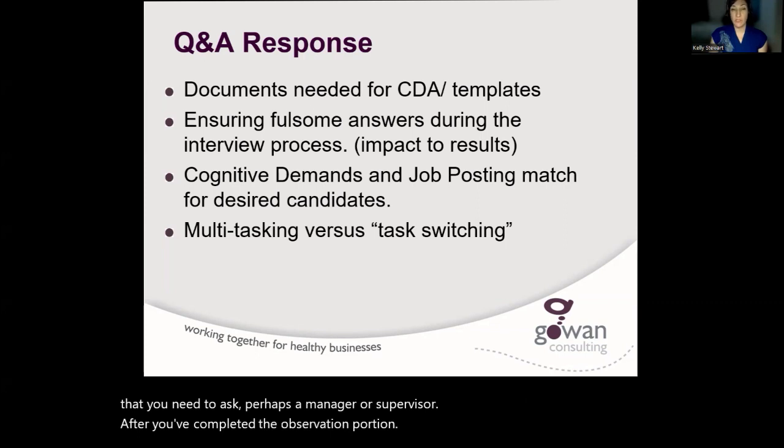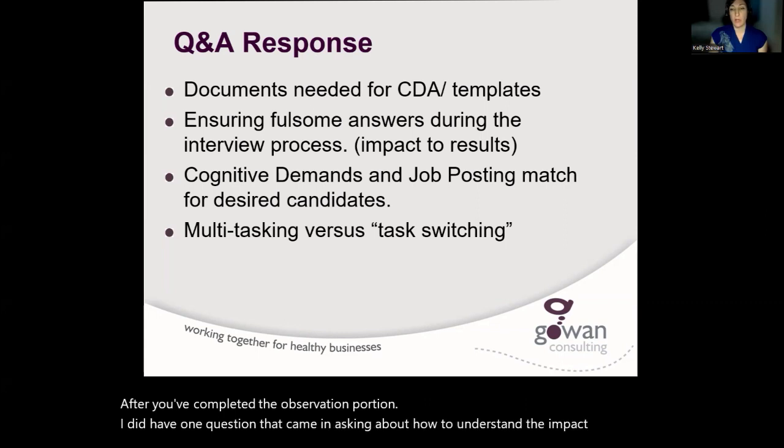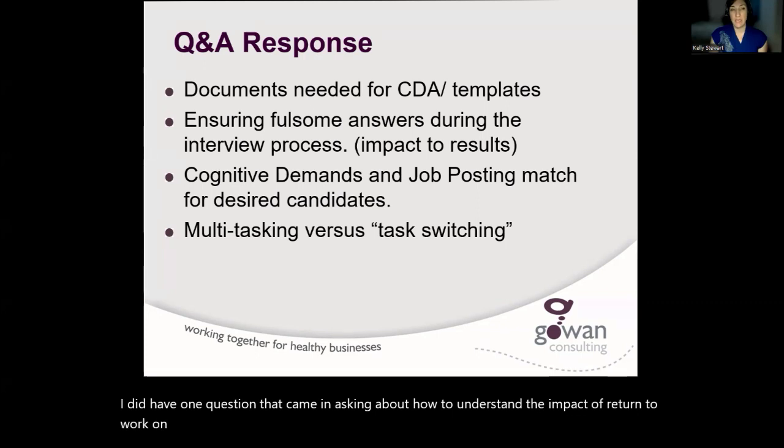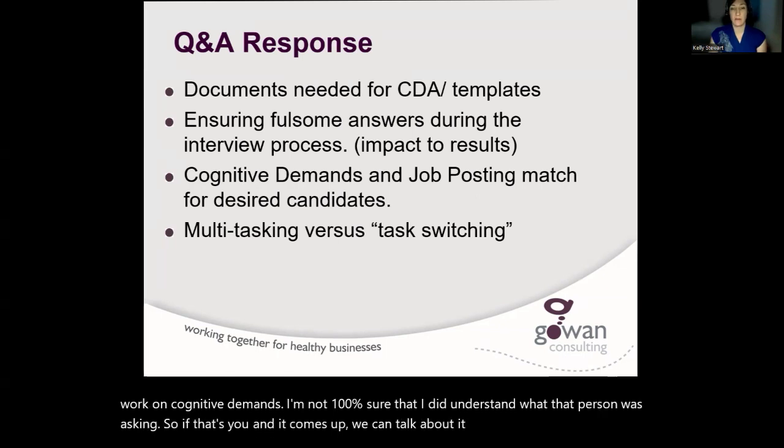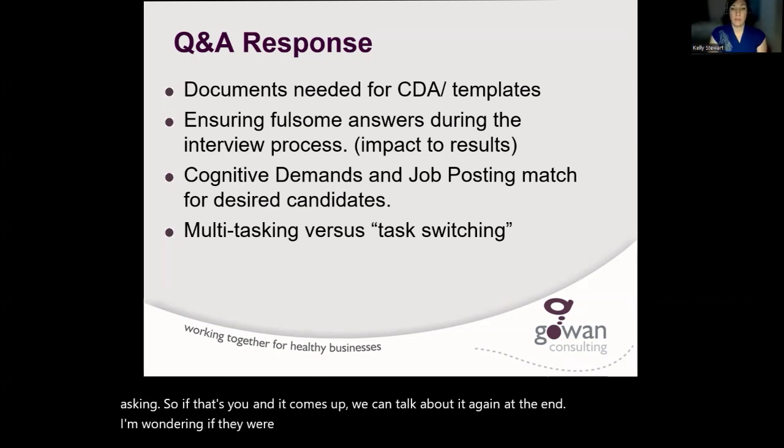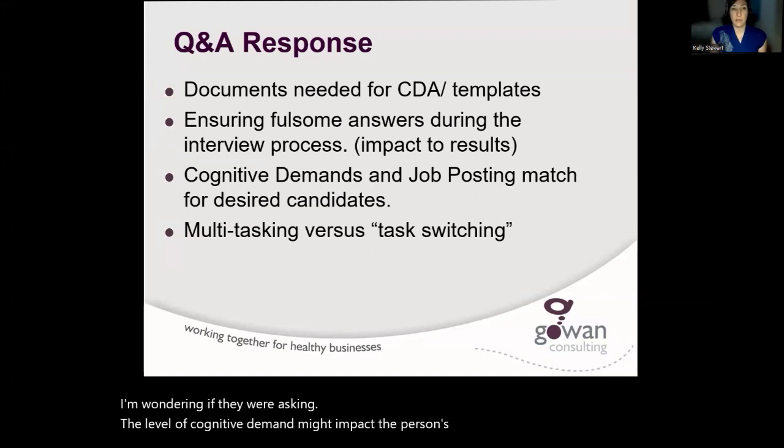I did have one question that came in asking about how to understand the impact of return to work on cognitive demands. I'm not 100% sure that I understood what that person was asking. So if that's you and it comes up, we can talk about it again at the end. I'm wondering if they were asking whether the level of cognitive demand might impact the person's ability to return to work.